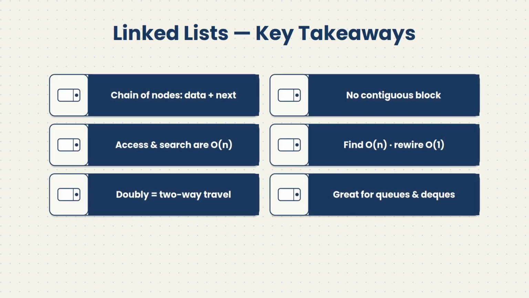So, to summarize, a linked list is a chain of nodes, each holding a value and a pointer to the next. There is no contiguous block and no index math, so reaching a position or searching is O of n. But inserting and removing are O of 1 once you are at the spot. Because you only rewire a couple of pointers, nothing shifts. Doubly linked lists add a backward pointer for two-way travel. Choose a linked list for heavy insertion and removal, especially at the ends, and a dynamic array when you need fast access by index.